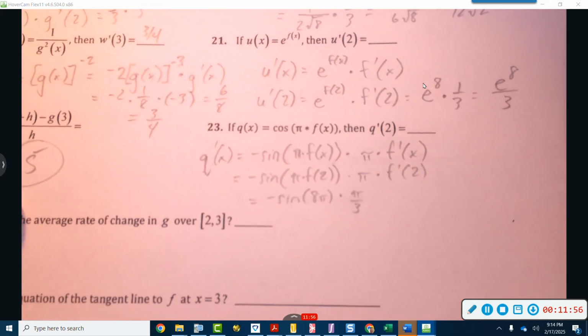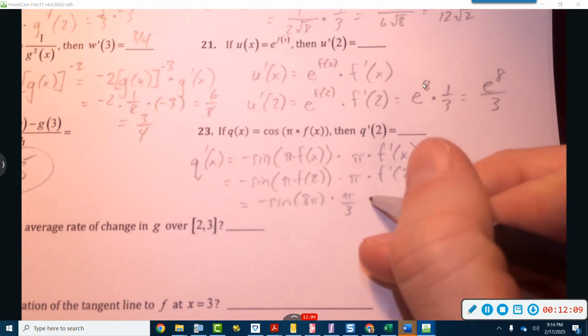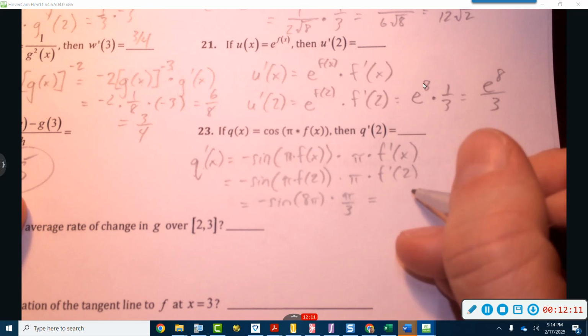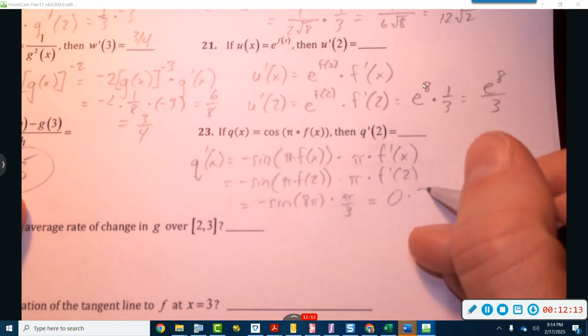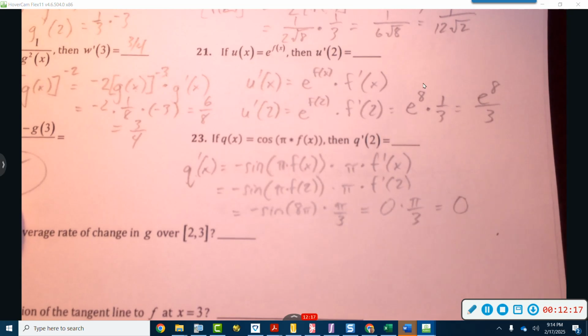The sine of 8 pi is actually 0, because we spin around the unit circle 4 times, and we actually get a y-coordinate of 0. So really, this is going to be 0 times pi over 3. Oh, great, that's actually 0. So this whole thing ended up being 0. Okay, and I will stop right there.